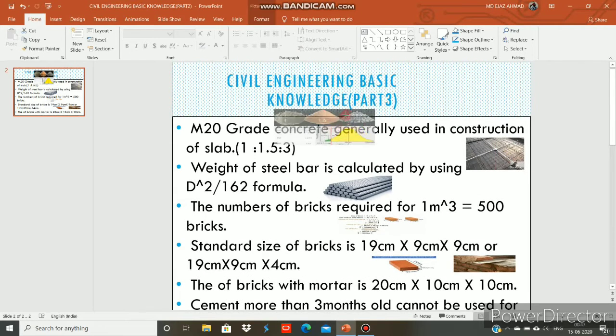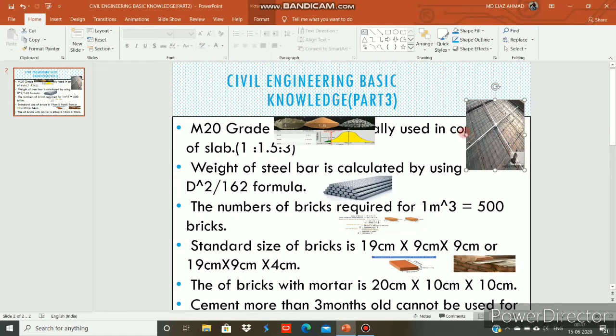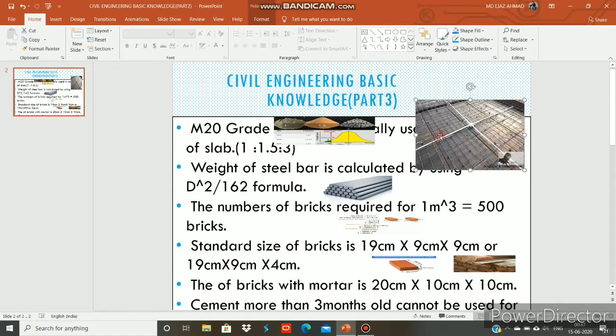Used in slab, we see the plan of the slab. This is your slab plan. Here we use M20 grade concrete.